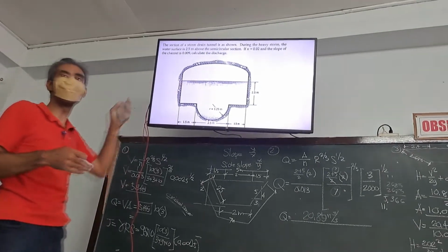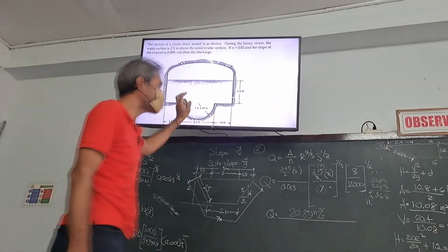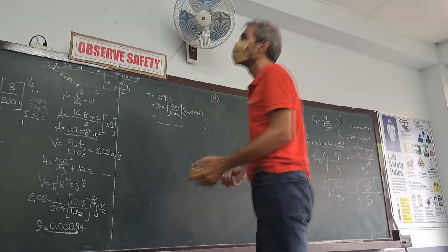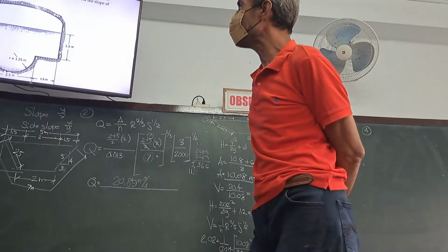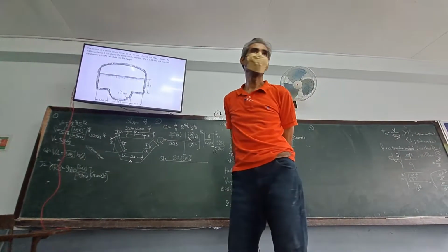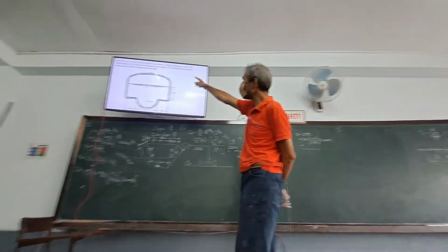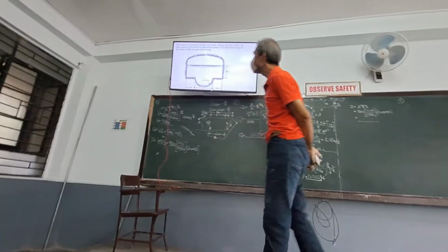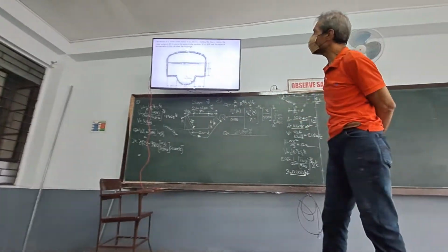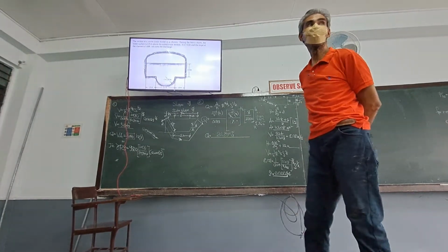So it is a very efficient type of design for a combined sewer. The problem today is how to compute the area and the perimeter. Given n, given the channel, given the slope, what we are looking for is the discharge. So the Manning formula applies.